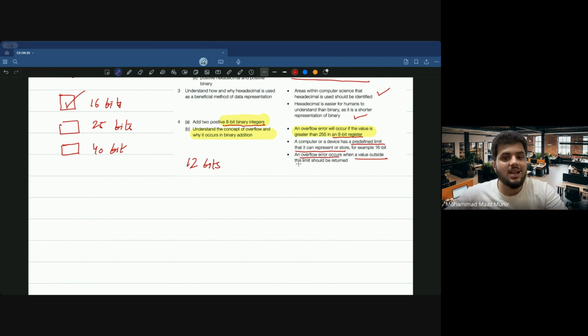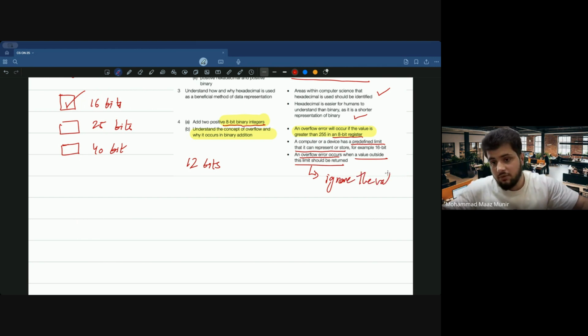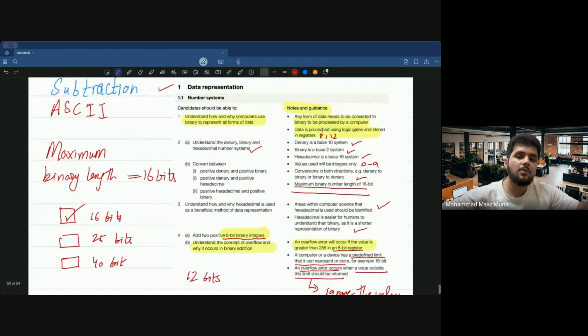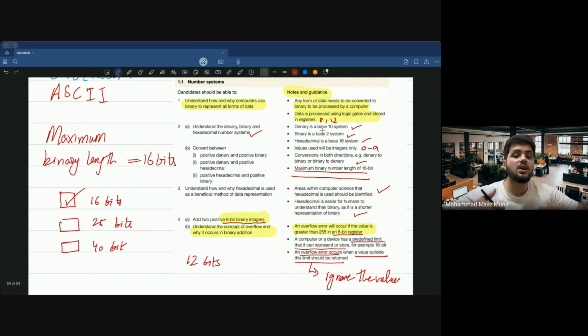And this value should be returned. What does this mean? In computer science, when we say return, it means the value is outputted to the screen, and we no longer consider it in calculations. In simple words for all of you, ignore the value. There is some complex terminology used, but when you read this again at the end, you will understand it much better.